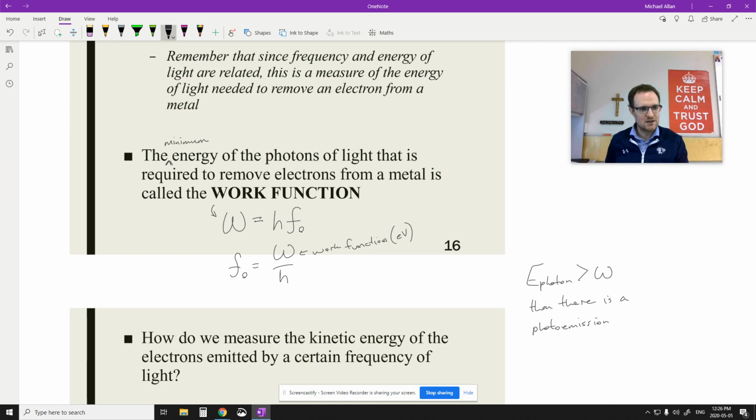You can also think about this too. You could say the frequency of the photon, because energy and frequency are directly proportional to each other, if the frequency of the photon is bigger than the threshold frequency, then yeah, there should be a photo emission as well. So something should happen. Okay. So that's all I wanted to talk about in this video.